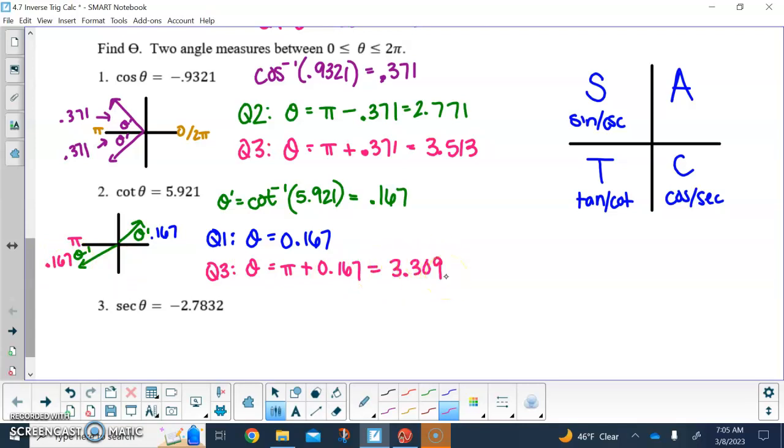So I want you to complete number 3, just so that you can check to make sure you have your correct answers. When you finish number 3, your two theta values should be 1.939 and 4.345.